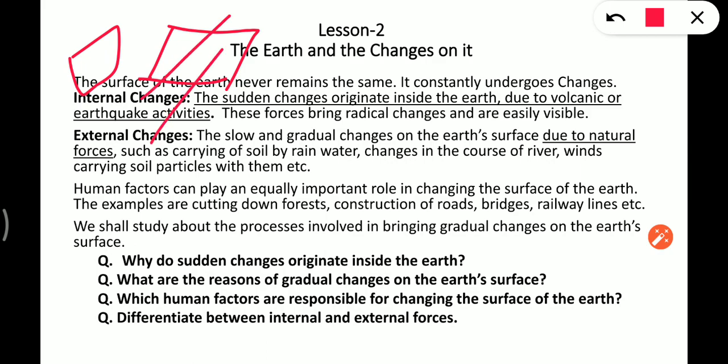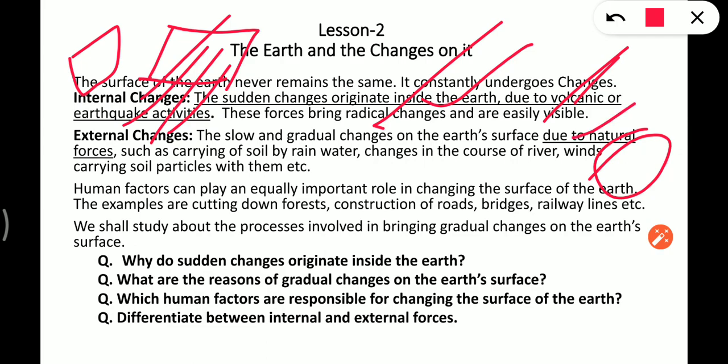Internal changes are inside the earth, they originate inside the earth. And why do they occur? Due to volcanic and earthquake activities, and they bring radical changes and are easily visible. If we talk about external, they are on the earth's surface, not inside. Keep this point in your mind.